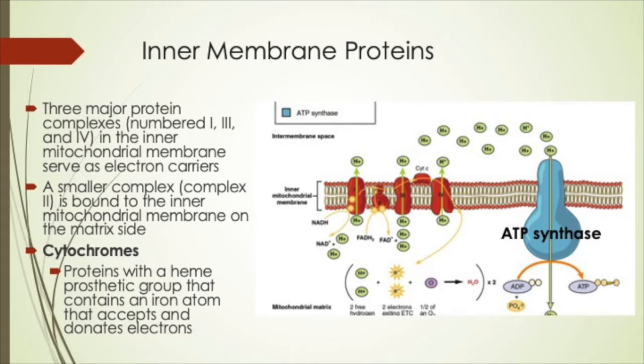We have 3 major protein complexes numbered 1, 3, and 4. There's a smaller complex known as complex 2, and this is bound to the inner mitochondrial membrane. All of these hydrogen ions are brought by those electron transport molecules, right? So NADH and FADH2 bring those hydrogen ions up to those protein complexes and just kind of drop them off.